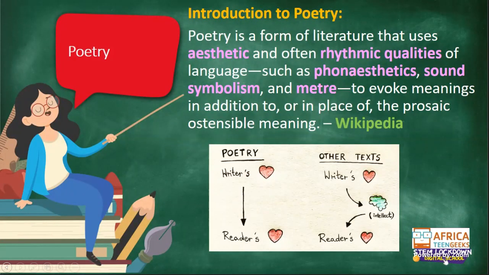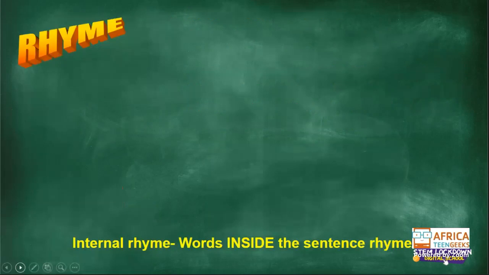So that's why we all love poetry, right? And with other texts, the writer's heart is very intellectual, and we all have to take from that intellect in order to make sure that the text appeals to us. So it's not like poetry, whereas with poetry, we immediately relate to the poem that we're reading. Right, let's quickly look at the different devices used in poetry first before we start with today's poem.